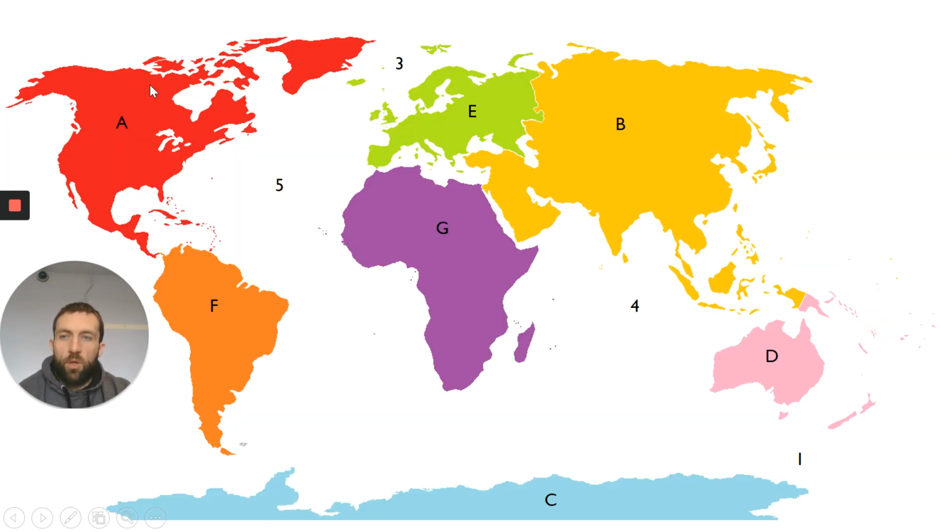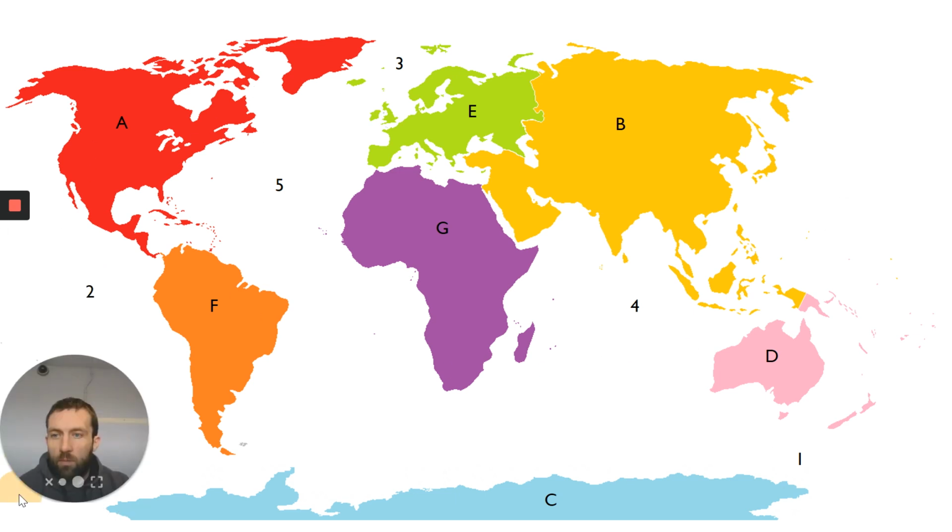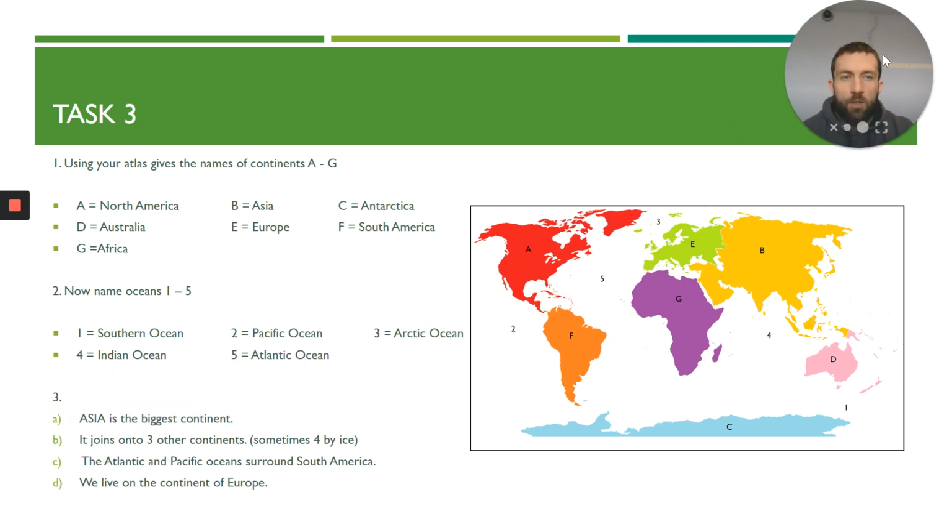Alright, in your booklet you have a task, and it asks you to name the different continents, A, B, C, D, E, F and G, and it also asks you to name the oceans 1 to 5. So you've got 1, 2 is over here, 3, 4, and 5. Alright, so pause your video, have a go at that task. And there are your answers. How many did you get right?